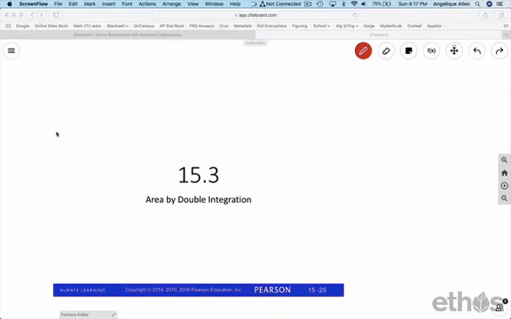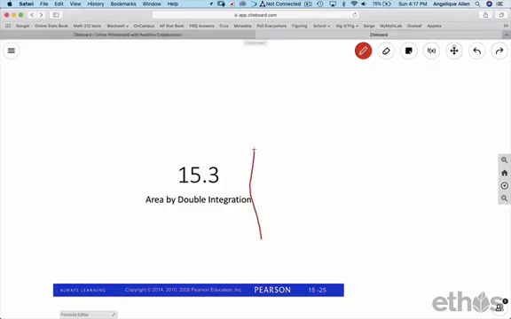Hi, welcome to lesson 15.3, where we're going to use double integration to calculate area. Now, you might think this is a step backwards because in 15.2 we calculated volume using double integration, but I want you to see how flexible this idea is.